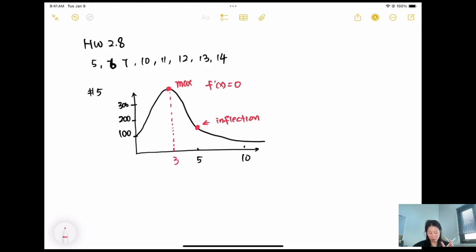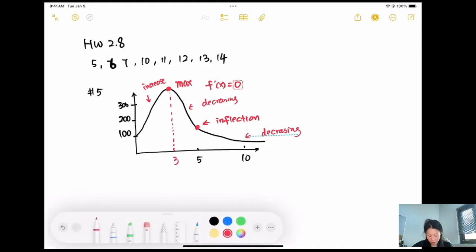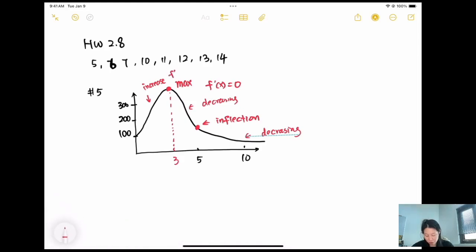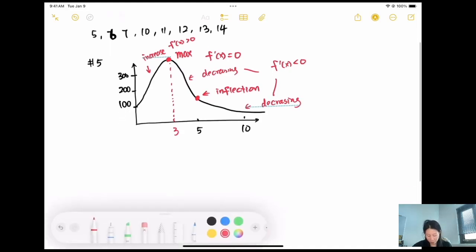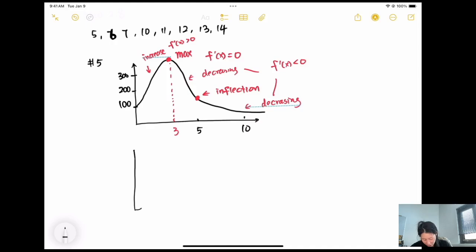Okay, and then the graph was separated into 3 sections. The first section, this is increasing. This part is decreasing. This part also decreasing. Okay. Another thing is, if it's increasing, means what? The first derivative is going to be greater than 0. If it's decreasing, the first derivative is going to be less than 0. So now we can draw a graph about the velocity.